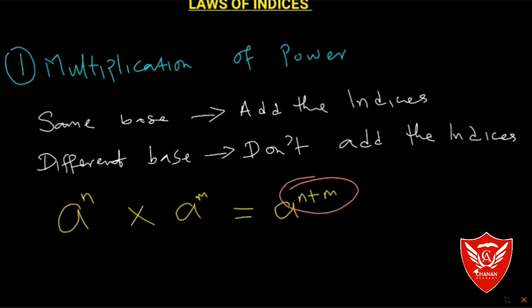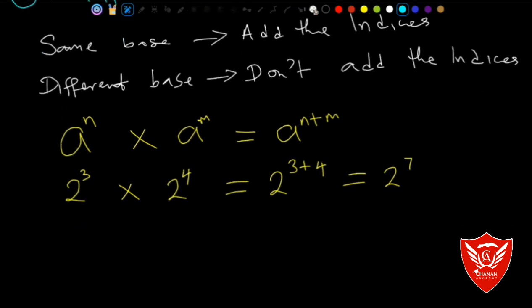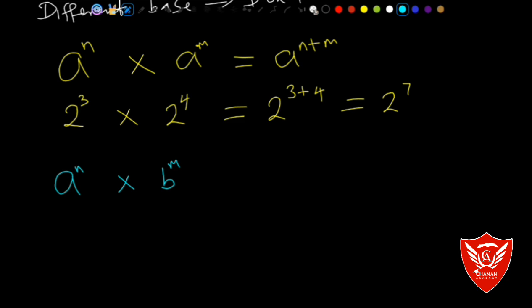For example, if we have 2 raised to the power of 3 multiplied by 2 raised to the power of 4, this is going to give us 2 raised to the power of 3 plus 4, which is 2 raised to the power of 7. Now if we have a raised to the power of n multiplied by b raised to the power of m, this cannot be added. You just leave it like this. This is the answer. For example, if you have 2 raised to the power of 3 multiplied by 3 raised to the power of 2.